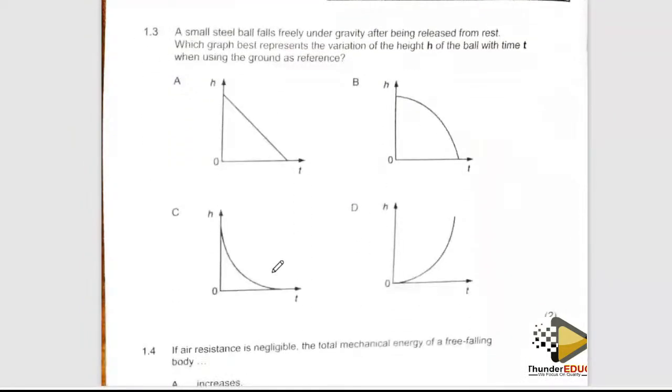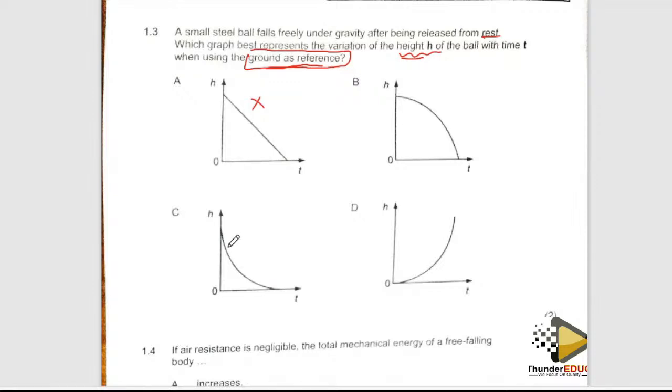Then 1.3, they're telling us that a small snowball falls freely under gravity after being released from rest. Which graph best describes the variation of the height of the ball with time when using the ground as the reference? Now if the ground is being used as a reference, which means the distance between the ground and the graph should get smaller. And since we're talking about the variation of height, which means it's a position-time graph, so we cannot have straight lines under the position-time graph.